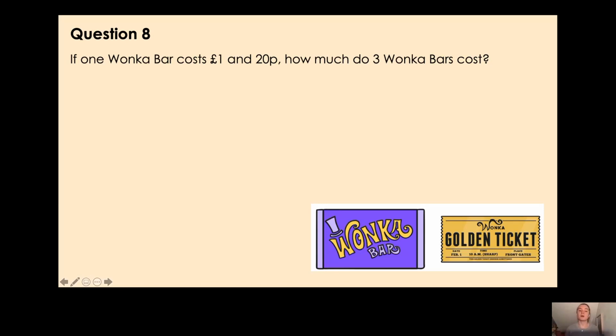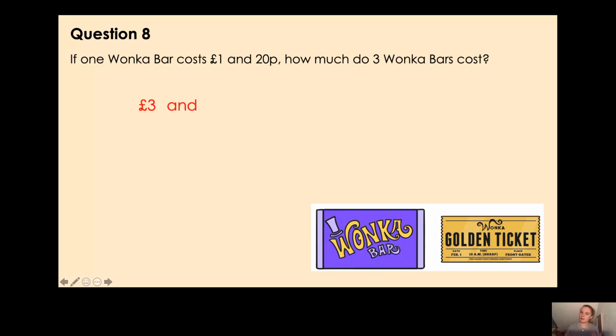If one Wonka bar costs £1.20, let's just focus on the pounds for now. So let's forget the 20p and look at the £1. If one Wonka bar is £1, how much will 3 Wonka bars cost? What's 3 multiplied by 1? Well, 3 multiplied by 1 is 3.